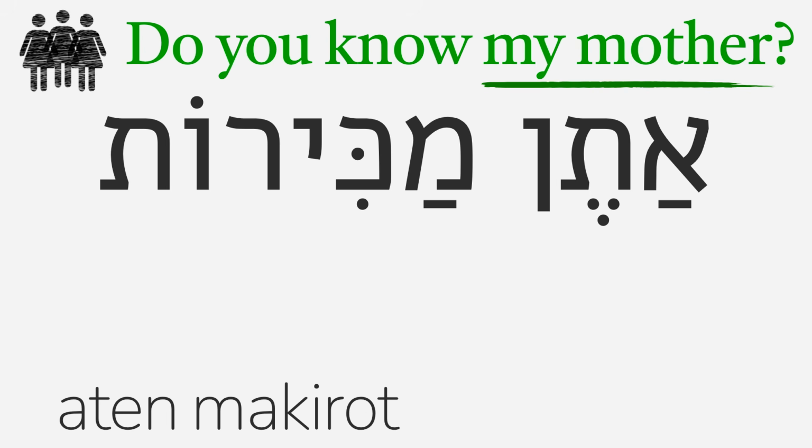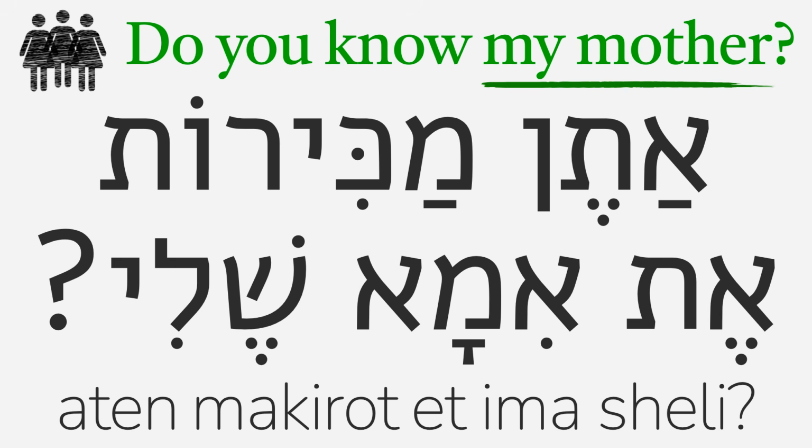My mother, as the definite direct object of the verb makirot, is et ima sheli. Aten makirot et ima sheli. Do you know my mother?